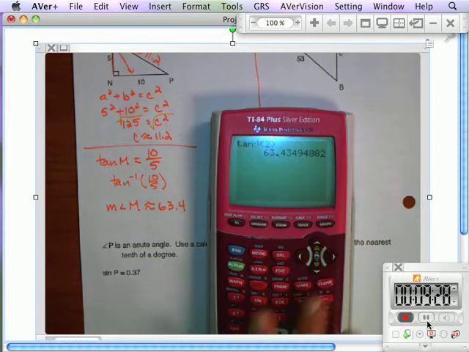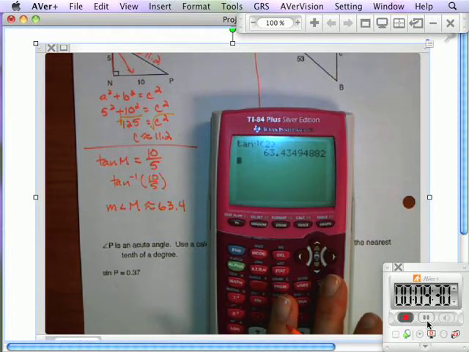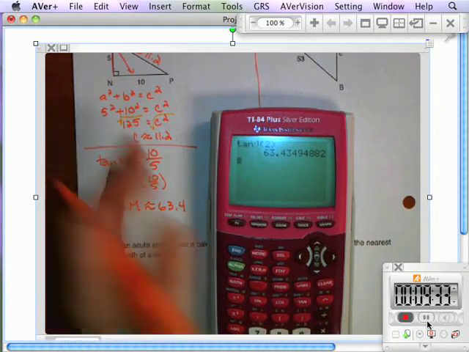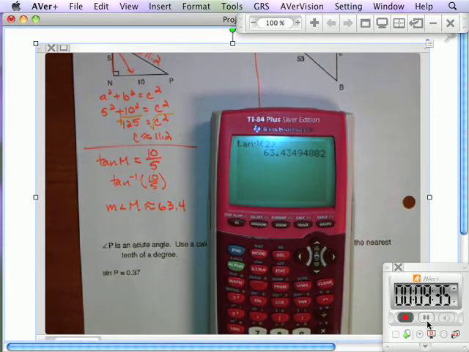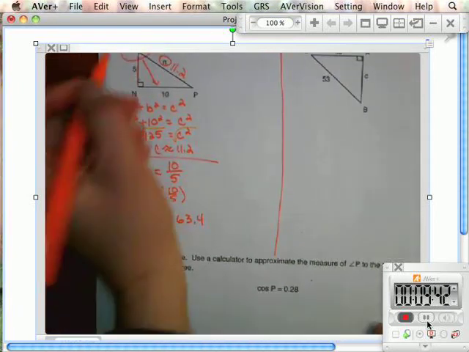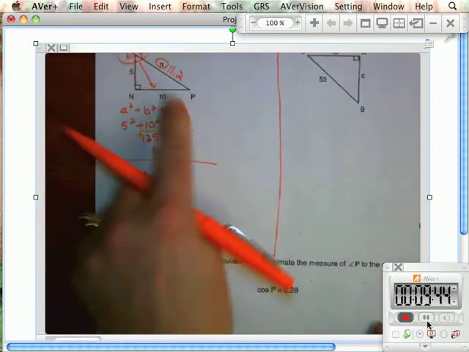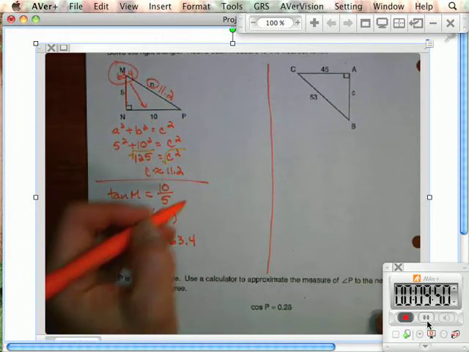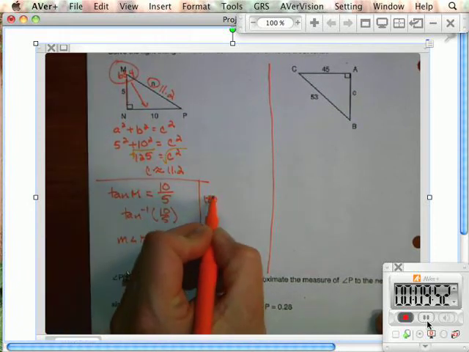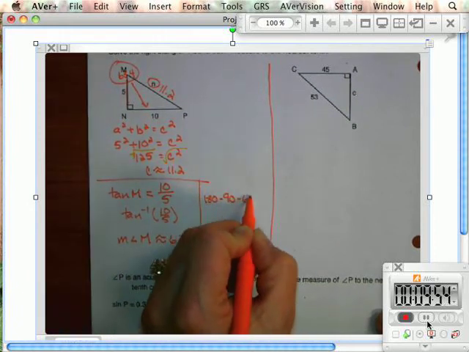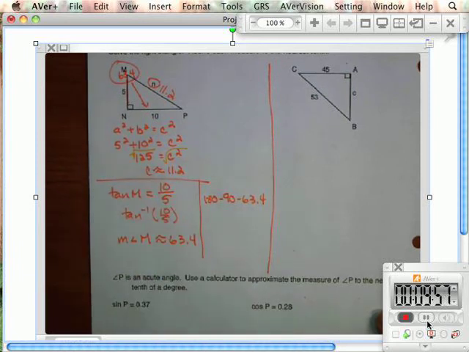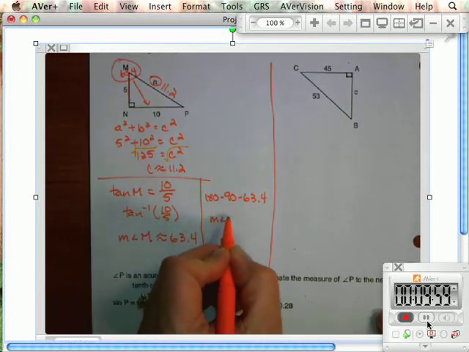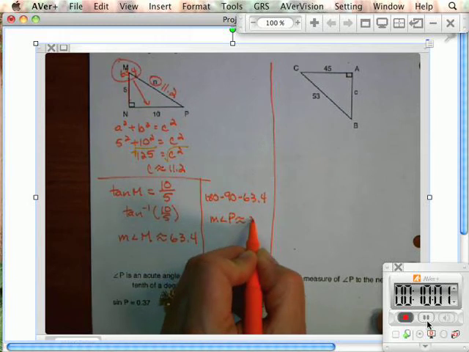Okay, Lois saying, what was your question? I didn't, you could choose P too. It doesn't matter. I just picked M. You could do tangent of P and all that. Now that I know what M is, it's 63.4. Can I easily figure out what P is? By doing what? Yeah. So I would just do 180 minus 90 minus 63.4. And the measure of angle P is approximately 26.6 degrees.